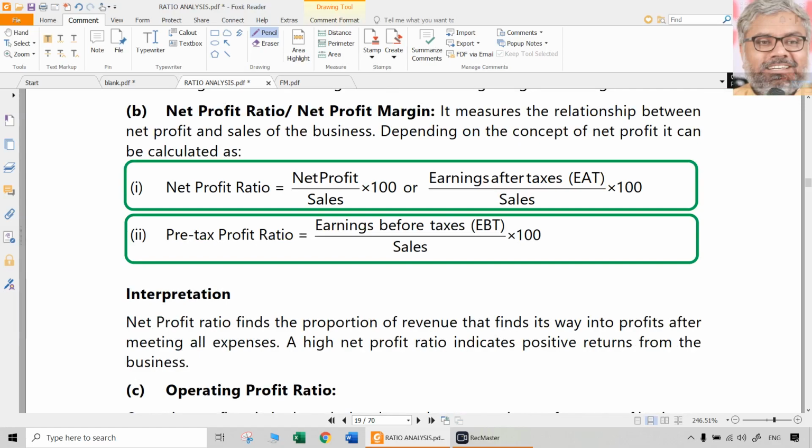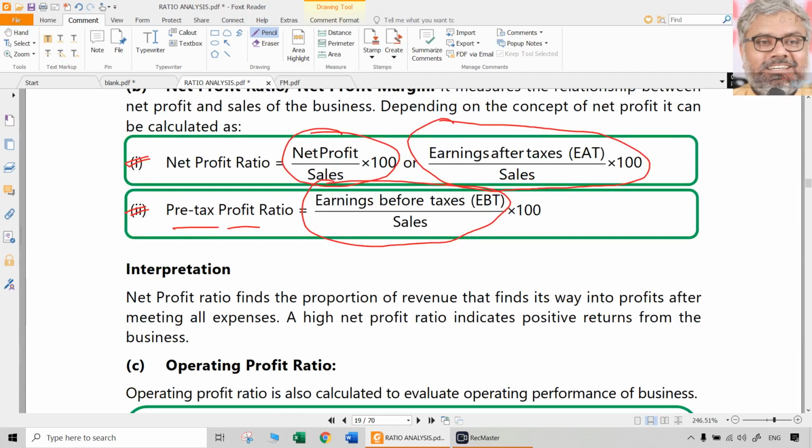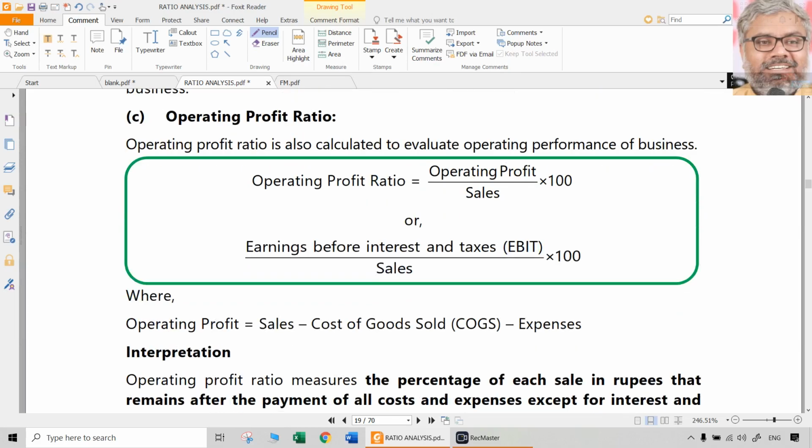Net profit ratio, simple. Net profit by sales into 100, or earnings after taxes divided by sales into 100. Net profit is earnings after taxes. Sometimes the question may ask about pre-tax profit ratio. Pre-tax means earnings before taxes divided by sales multiplied by 100. That's it. Should it be higher or not? Yes, of course it should be higher. The higher it is, the better it is.